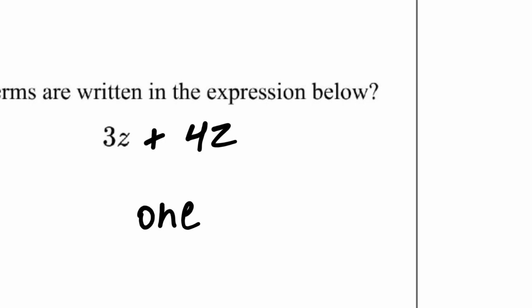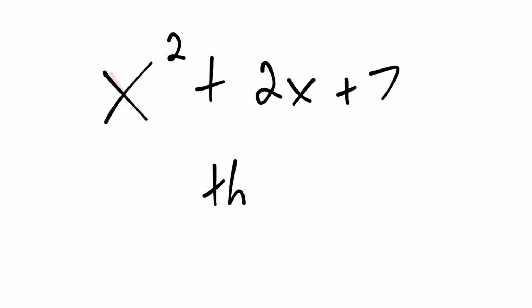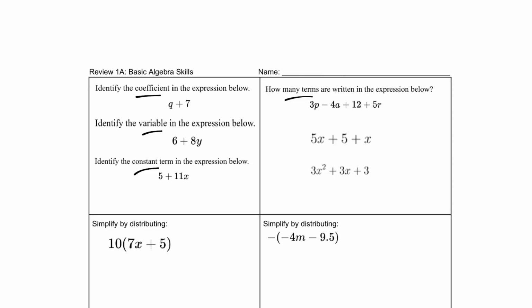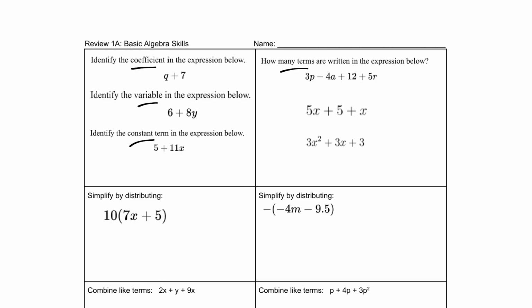3z plus 4z are both z's. Something like this would be 3 terms. Though x shows up twice, one time it has an exponent of 2 and the other time it doesn't, so they're actually different terms.